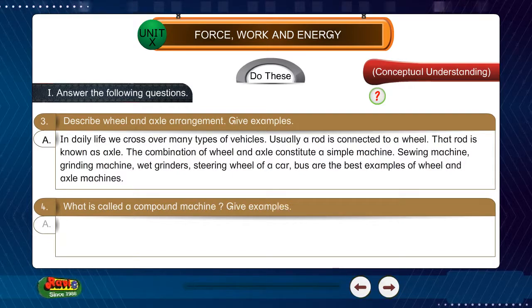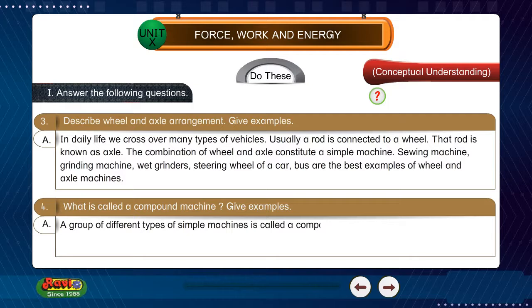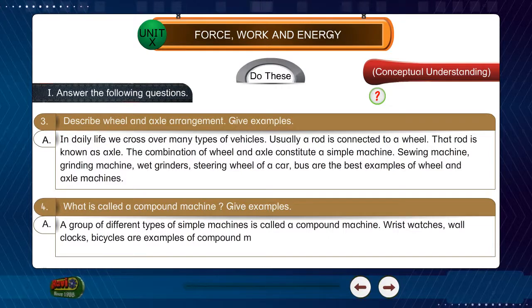4. What is called a compound machine? Give examples. Answer. A group of different types of simple machines is called a compound machine. Wristwatches, wall clocks, bicycles are examples of compound machines.